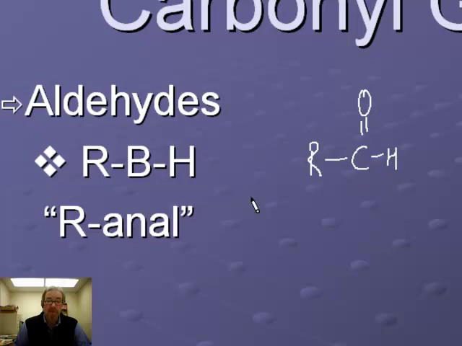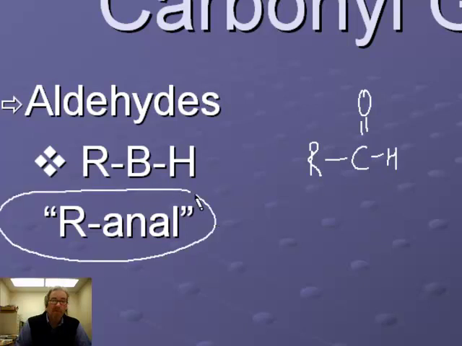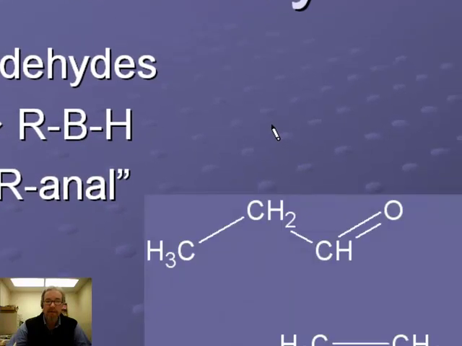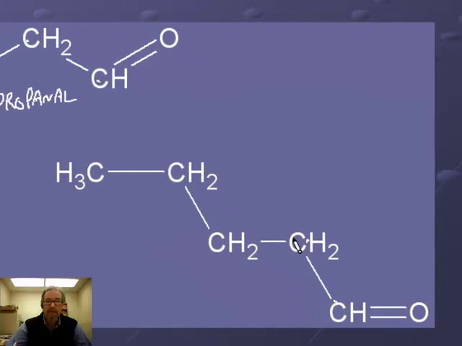How do we name it? Well, we name the R to carbonyl group chain, the RB chain, just like we would an alkane or something, and then we end with anal. So here's an example of a couple of aldehydes. This is 3 carbons long, so this would be propanal. This one is 1, 2, 3, 4, 5 carbons long, so this would be pentanal.